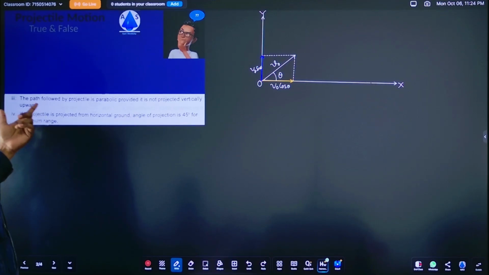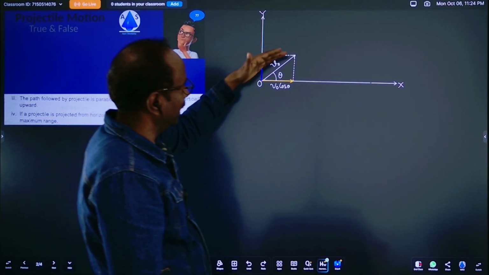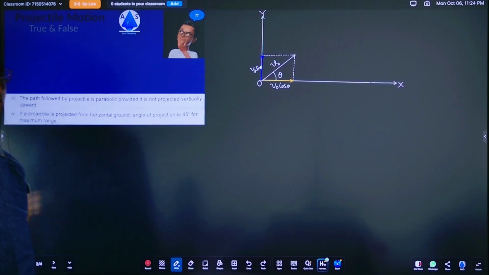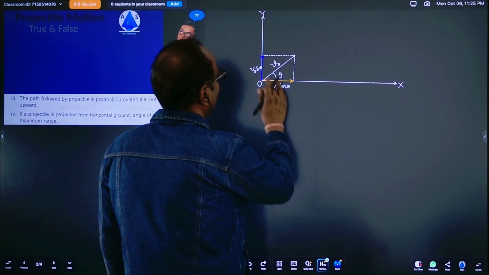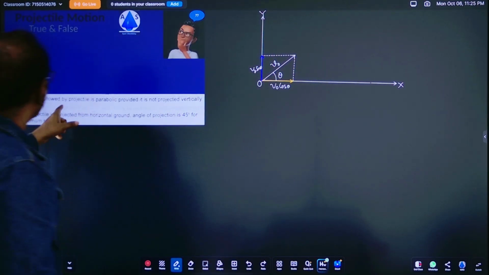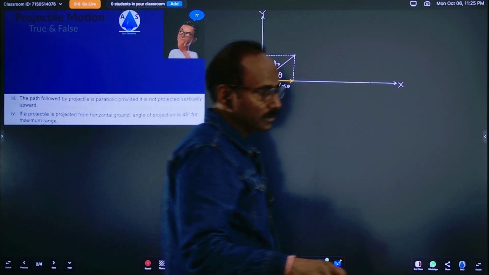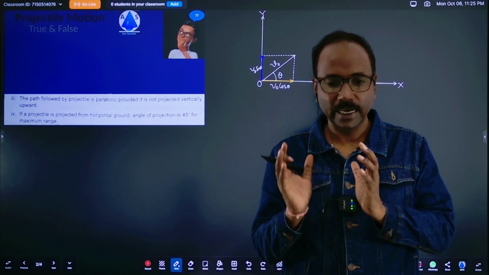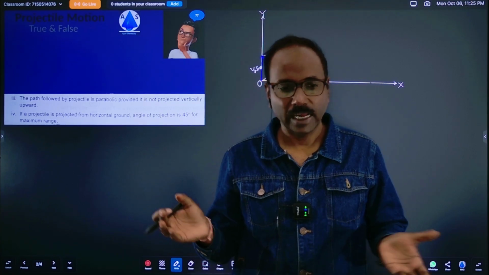So it is saying that if the particle is not projected vertically upward but at an angle theta from the Earth's surface, it will go on a path of a parabola. So you know the equation for the path. Path means you will have to find a relation between y and x of the particle at any instant of time t.